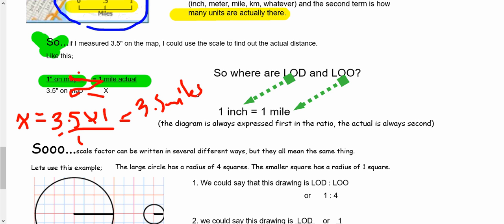So where are Lod and Lu? Remember, the first number is always Lod, and the second number is always Lu. The diagram is always expressed first in the ratio. The actual is always second.